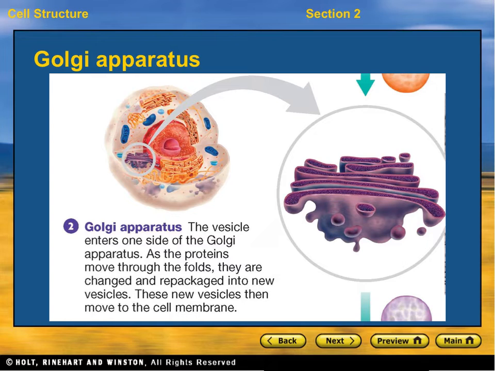Again, what's going to happen is that the vesicle is going to enter one side of the Golgi apparatus, and it's going to move through the Golgi apparatus, and as it moves through, it's going to be repackaged into a new vesicle. And it's that new vesicle that's going to be moved to the cell membrane so that it can be transported outside of the cell. So if you think about it, the Golgi apparatus is like the center where things get packaged up and ready to leave. It's like a packaging center, if you want to think about it in production terms.